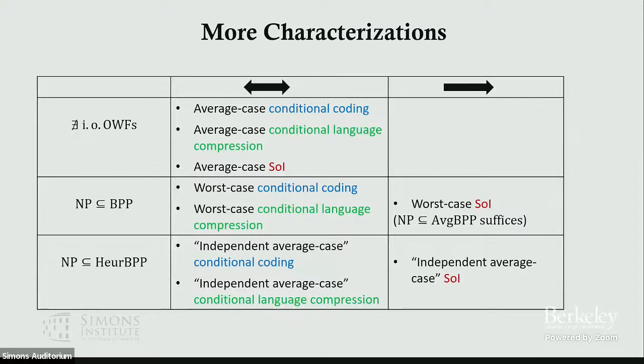Oh, I see. Yeah, we can talk more about it. One thing that you may notice is that we only have symmetry of information in the one-way function case, and we don't have it in the other two cases. So this is an exceptional case where we can use symmetry of information to characterize it.